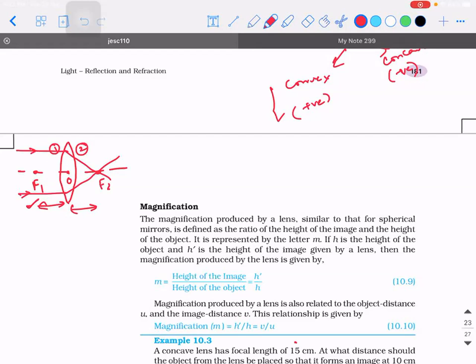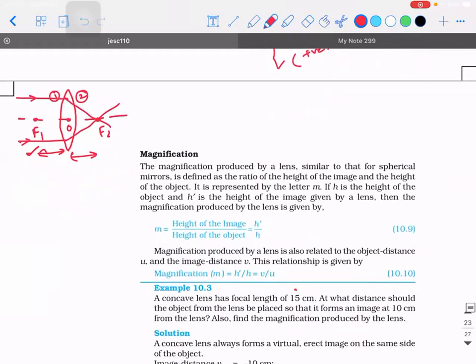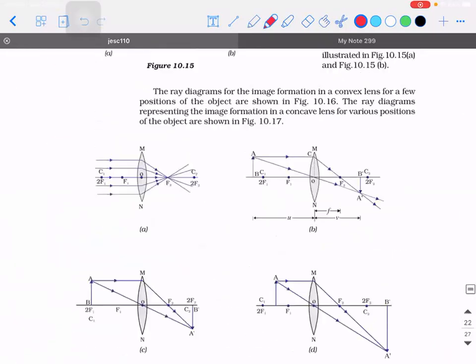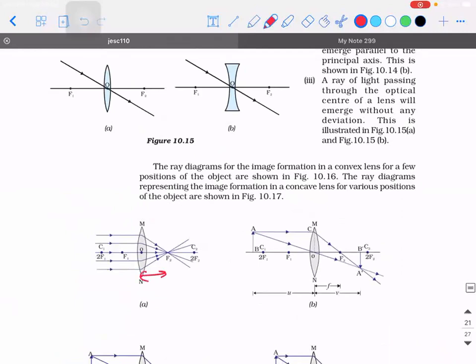That is why OF2 is the deciding factor in the case of a convex lens. Similarly, if I take a concave lens, see here, when the object is placed at infinity, where is the image formed? It is formed at F1. So in the case of a concave lens, OF1 is the deciding factor of the sign of focus. That is why here it is negative and here it is positive.